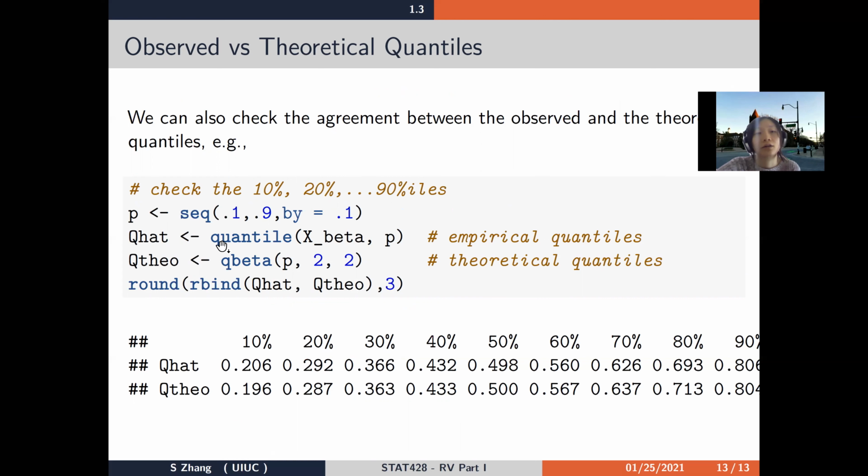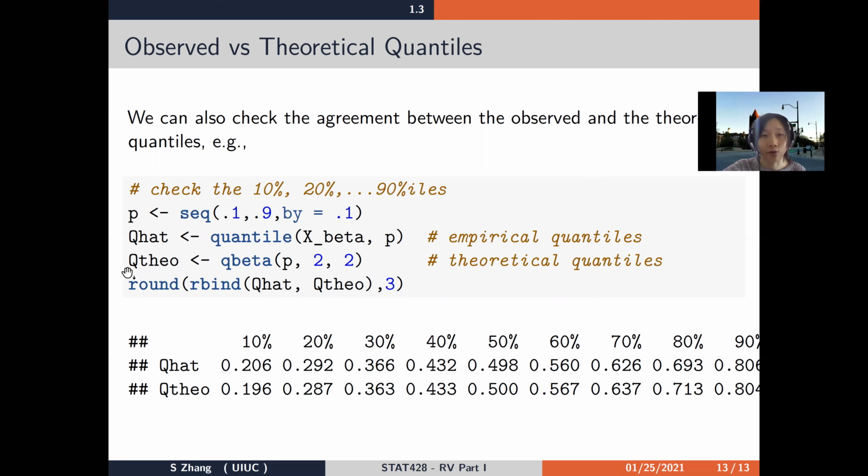First of all, we tell R what are the quantiles or the percentiles we want to look at. We say P is the sequence from 0.1 to 0.9, incrementing by 0.1. So this tells R that we want to check the 10th percentile, the 20th percentile, all the way to the 90th percentile values. First of all, let's look at the empirical or the observed quantiles. Let's call it Q hat. This can be obtained using the quantile function in R. We simply need to feed in the vector of observations we have, which is the x betas we have drawn, and the P or the percentile values that we want to look at.